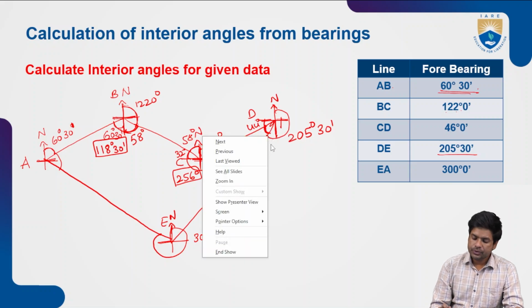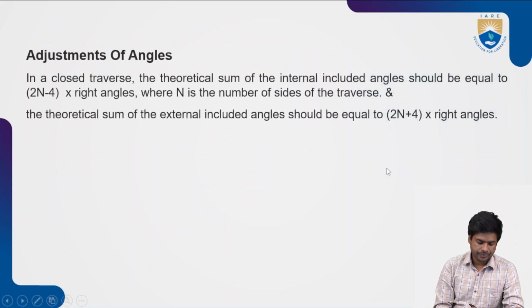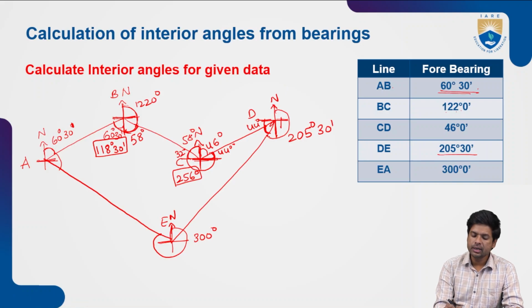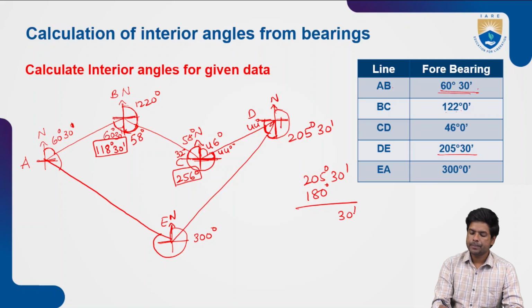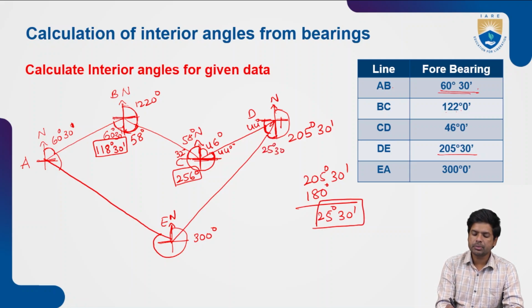So now if you want to calculate the angle from here to here, what will be the formula here? The total angle here is 180 degrees, from here to here. So from 205 degrees 30 minutes, if you subtract the 180 degrees, you will get the remaining portion. So 25 degrees 30 minutes is the remaining angle, that is this one is 25 degrees 30 minutes.